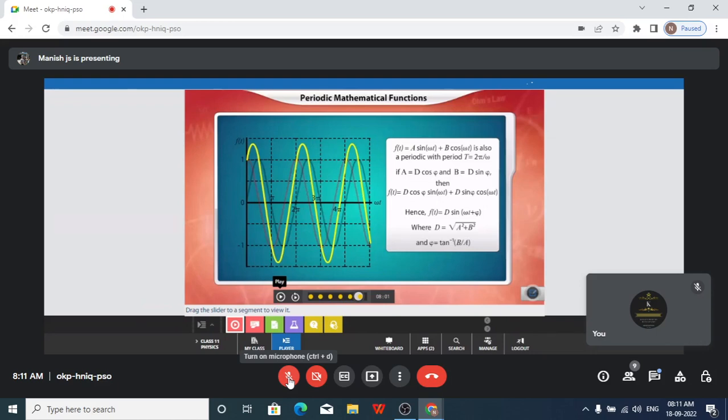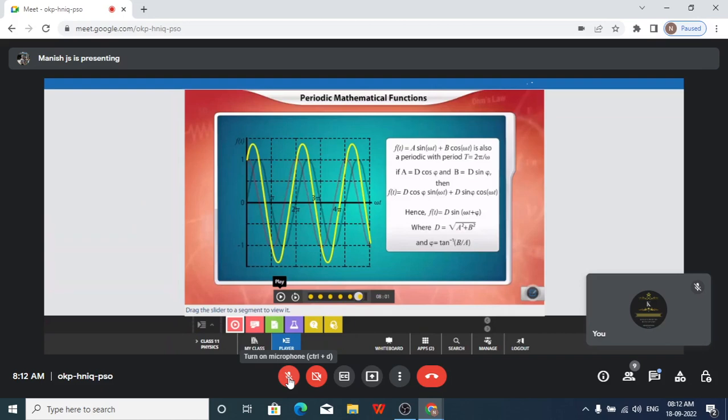So to represent the resultant waveform, what are they doing? They are expressing the amplitudes a as d cos phi and b as d sin phi. Where phi is nothing but the phase angle, the phase representation. They take the common phase, the phase of the resultant wave as phi. So the resultant wave can be expressed as d cos phi sin omega t and d sin phi cos omega t.